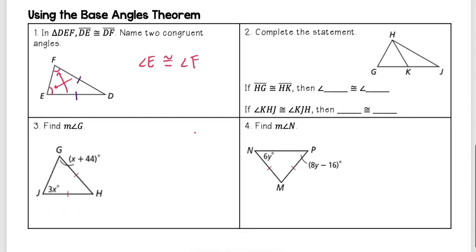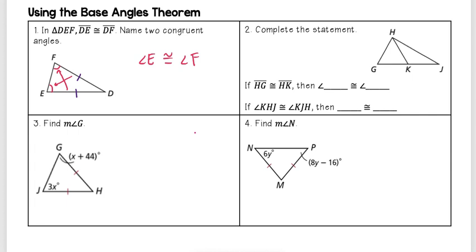Okay, now let's look at one that's a little bit harder to see. I want to complete this statement, and I have this big triangle, but I also see there's two triangles that make up that big triangle. For the first one, it says if HG is congruent to HK, then which two angles are congruent? Well, HG, that's right here, is congruent to HK, which is right here.